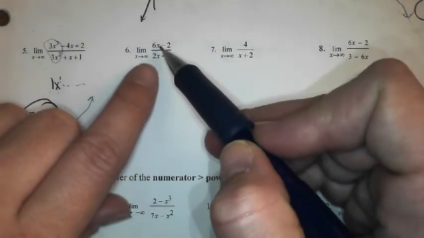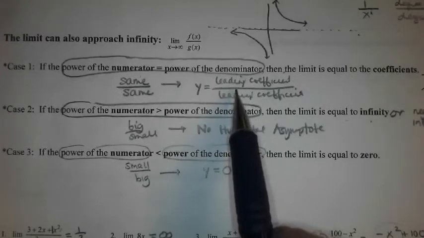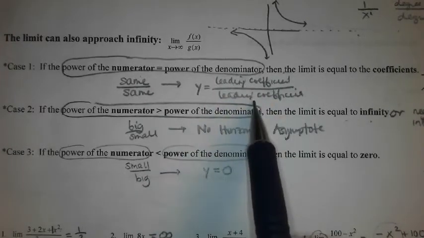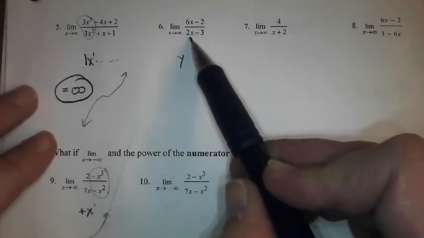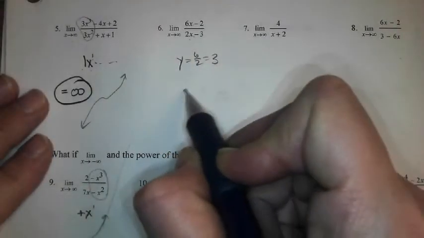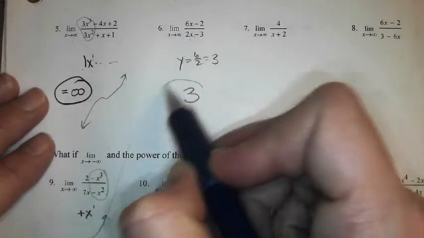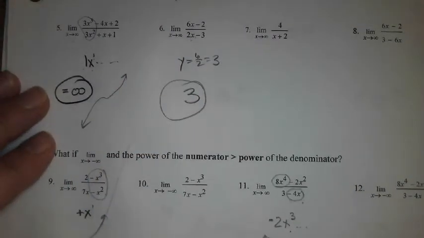Let me explain that, Mike. Same over same means your asymptote comes from the leading coefficient divided by the leading coefficient, which is 6 divided by 2. So if your horizontal asymptote is at 3, then that's guiding your end behavior, whether you're going towards infinity or negative infinity, so that answer is 3.